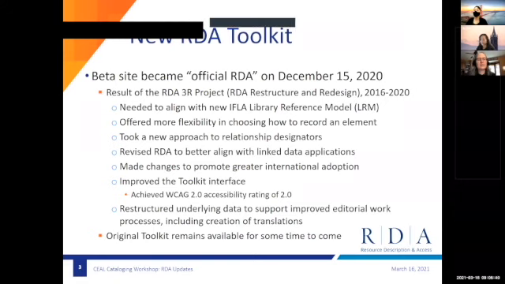For example, we offered more flexibility in choosing how to record an element. We took a new approach to relationship designators. We revised RDA to better align with linked data applications. We made changes to promote greater international adoption, which is a significant goal for RDA's future. We improved the toolkit interface, and we achieved the desired WCAG, or Web Content Accessibility Guidelines, accessibility rating of AA in 2.0. Got the AA rating, which is the middle. We restructured underlying data support to improve editorial work processes, including the creation of translations.